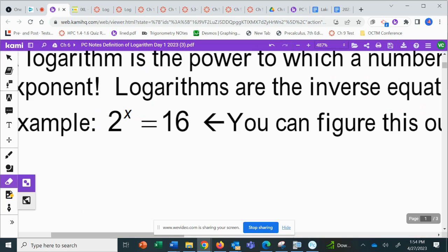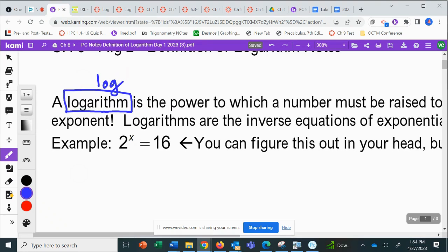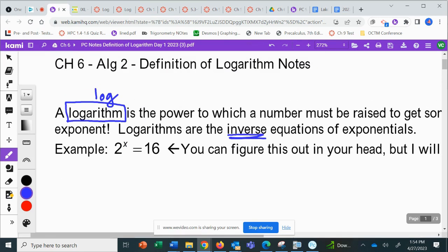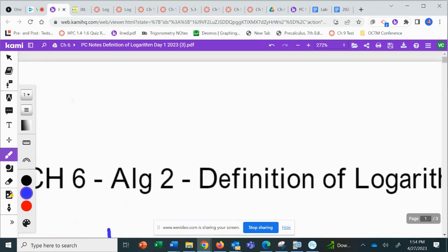All right. So what we're learning today are called logarithms. Here's the word logarithm. You can just abbreviate log. I'm going to use the word log many times because logarithm is a lot of syllables. And what logarithms are is they are inverse equations or inverse operations of what we just studied in the last chapter, exponential stuff. Now, what's inverse? We've talked about inverses before. Kind of opposite.